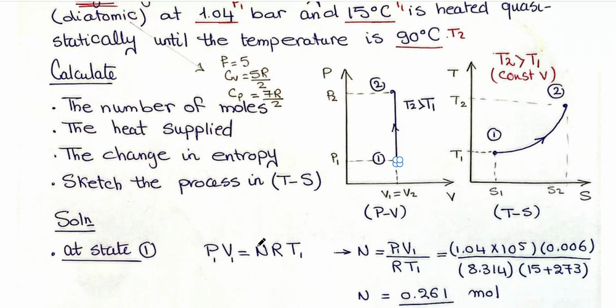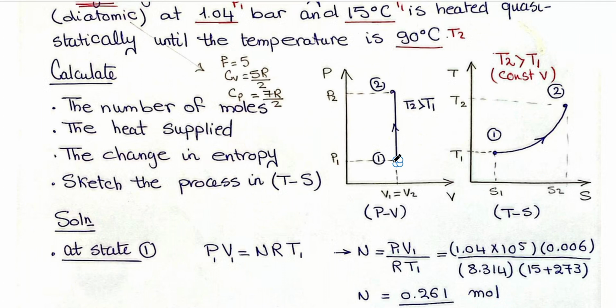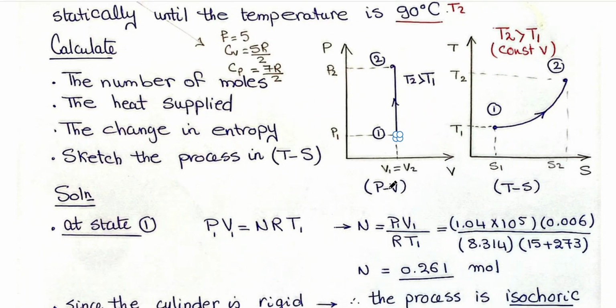Let's take it step by step. Now, how to calculate the number of moles? To calculate the number of moles, you need to substitute in the state equation either at point 1 or at point 2. I will choose point 1 because at point 1 I know the pressure, the volume, and the temperature. I know the three state parameters. So at 1, PV equals nRT. Now the unknown is n, the number of moles. So I can substitute with the pressure, the volume, R and T and get the number of moles.